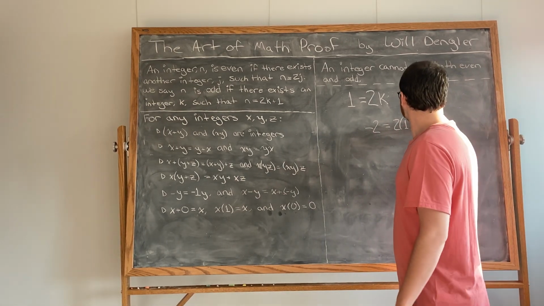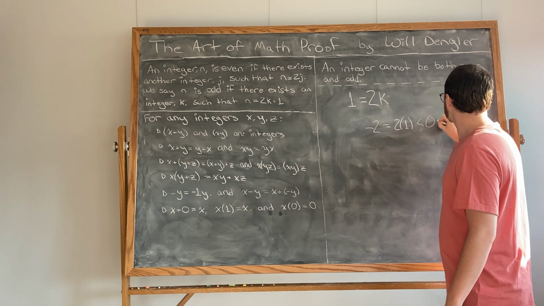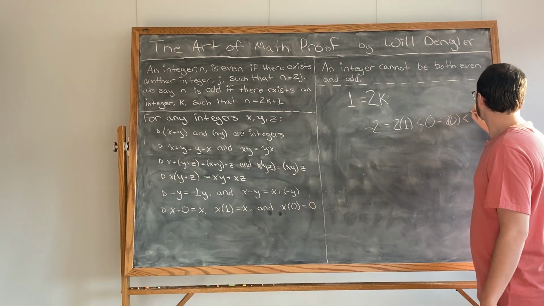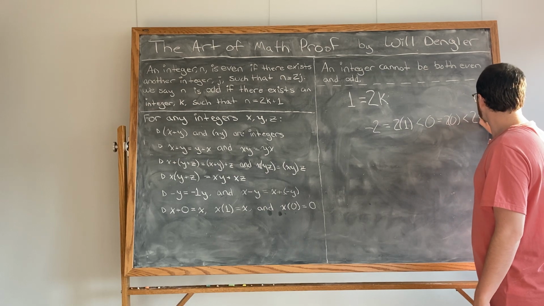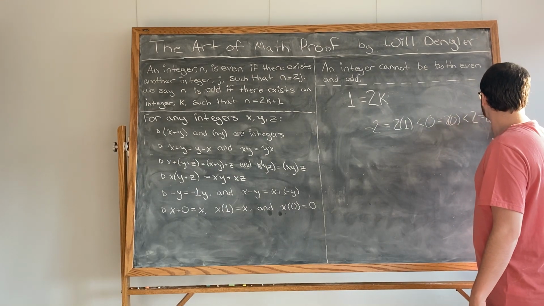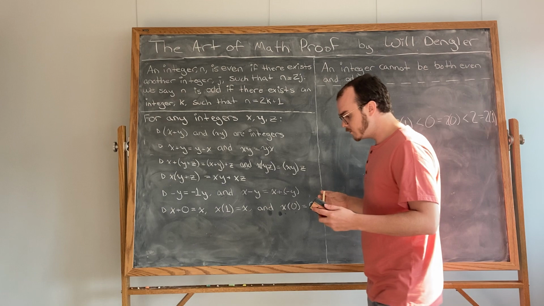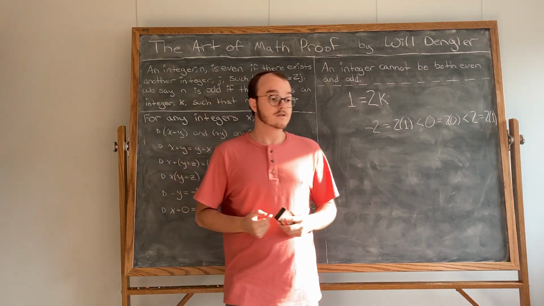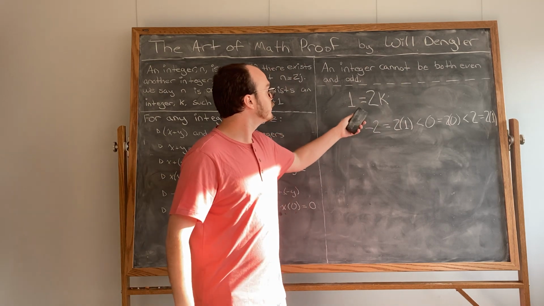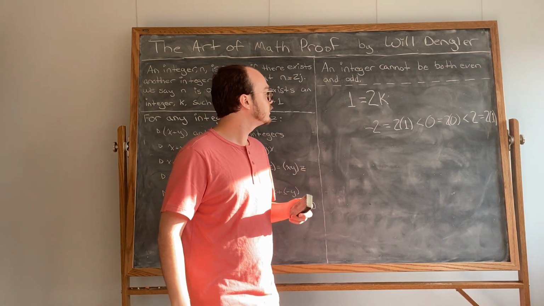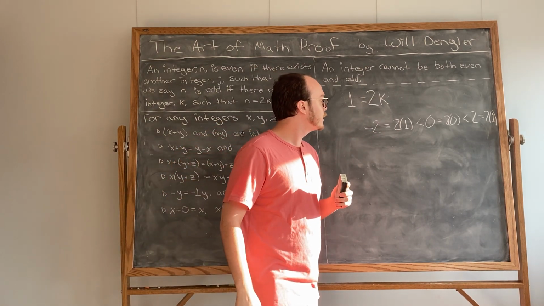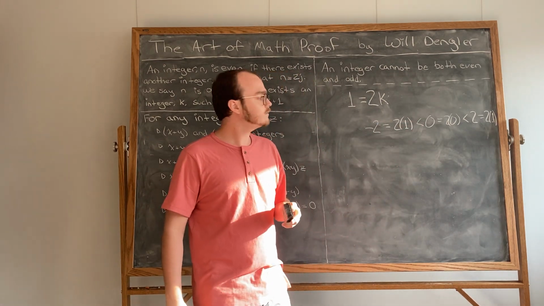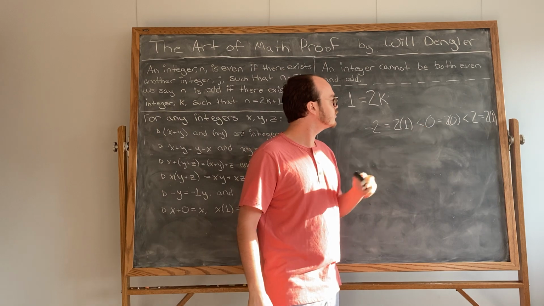And we get that 1 is less than 2 times 0, which is less than 2, which is equal to 2 times 1. So if 1 is going to be even, there needs to exist some integer we can multiply by 2 to get 1. But looking at our multiples of 2 near 1, it doesn't look like such an integer exists.